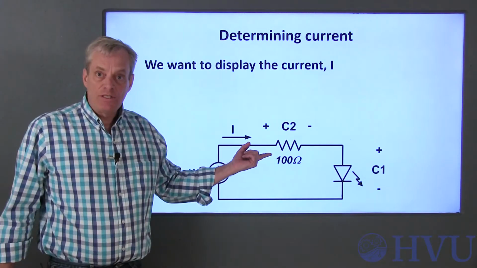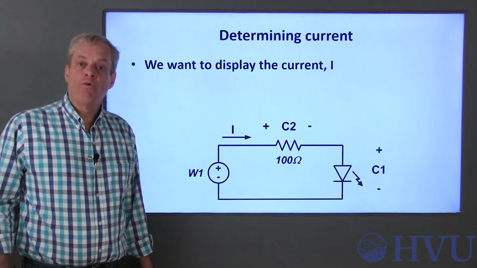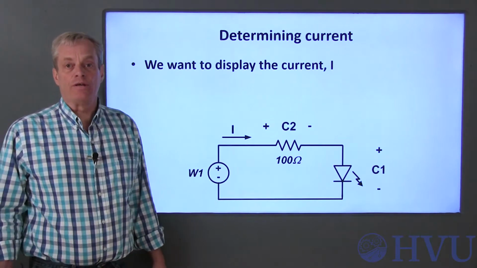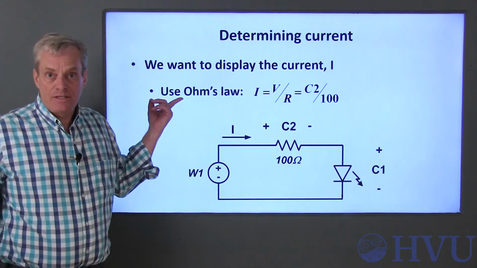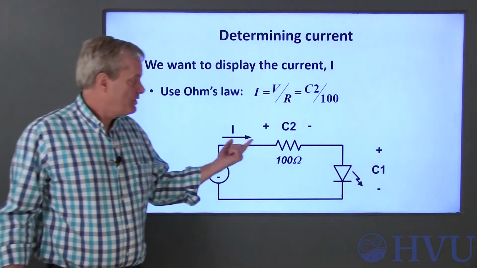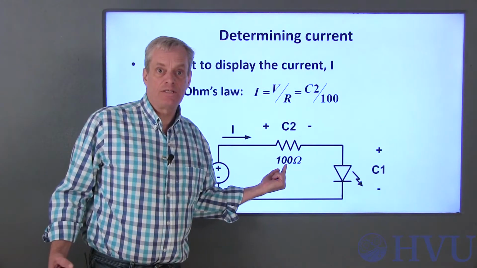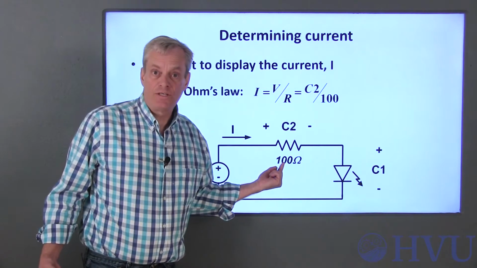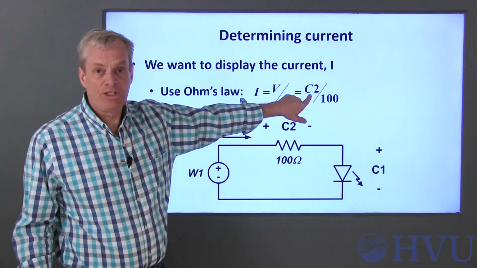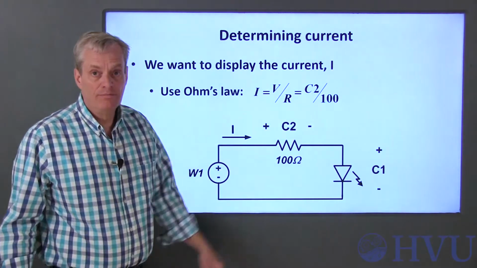The resistor limits the current, but it also provides us with a way to calculate the current through the circuit. Ohm's law tells us that the current is just the voltage across the resistor divided by the resistance. For this 100 ohm resistor, the current will be equal to the voltage of channel 2 divided by 100.